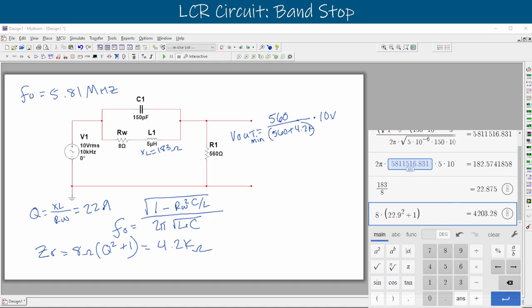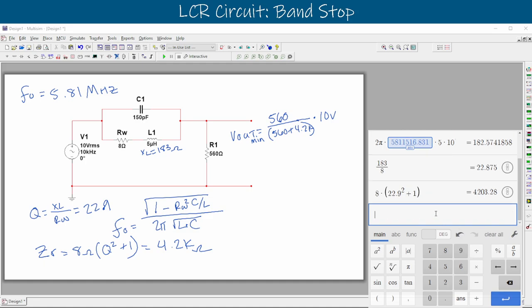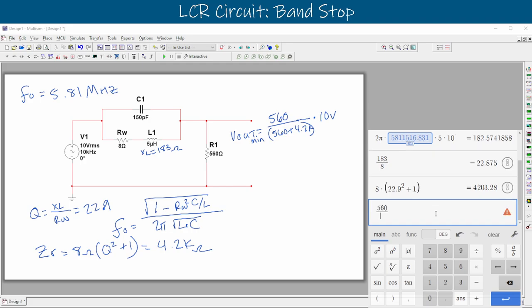So when we plug that one into our Desmos over here, we can say that we have 560 divided by 560 plus 4200. And then we'll multiply that by our 10 volt RMS. And we're left with 1.1, we can round that up, 1.18. So our Vout minimum, the minimum voltage output that we're going to get from this, is equal to 1.18 volts. And that's also a VRMS value.